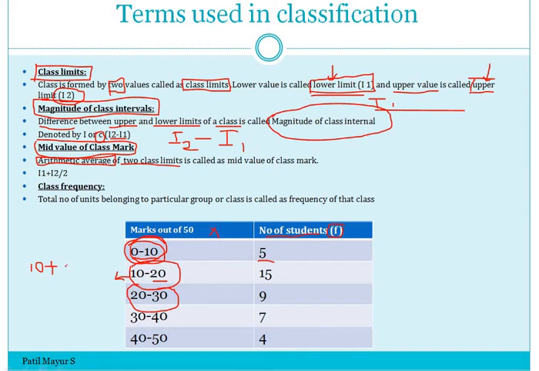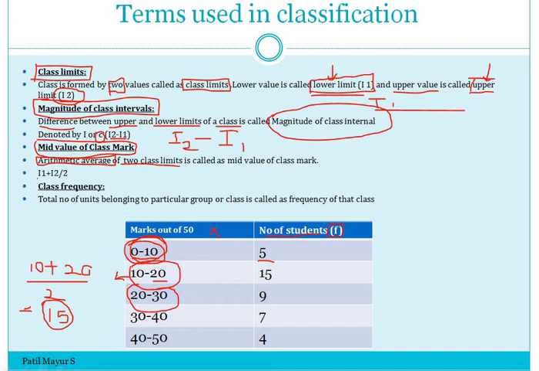Upper limit is 20, and its average means divided by 2. It becomes 10 plus 20, 30. 30 by 2 means what? It becomes 15. So that 15 becomes the mid value of the class mark.